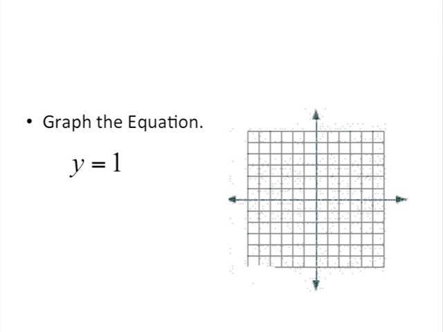The next one says y is 1. So what we're going to do is go to where y is 1. So on our y-axis, we go to 1. But that's just a point, and an equation should make a line. So what we want to do is make a line through that.